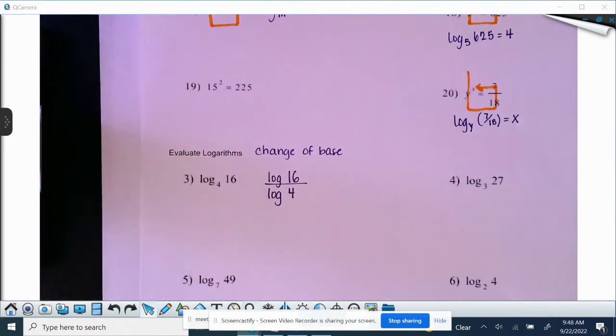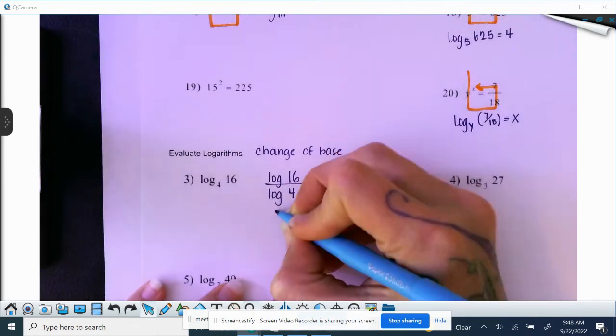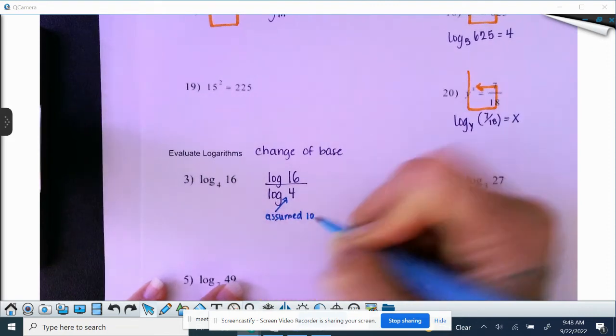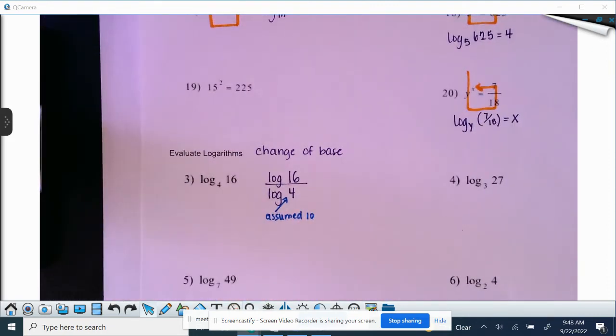When there is not a number in the quote-unquote basement, so log base nothing of 16, log base nothing of 4, it's not nothing. It's an assumed 10. Kind of like the square root, where there's an assumed 2. If there's nothing there, it's assumed 10. It's not 0. So it's log base 10 of 16 divided by log base 10 of 4. Because on a TI-83, your log button has an assumed 10. It is just the clean version. And so you can write log 16 divided by log 4.